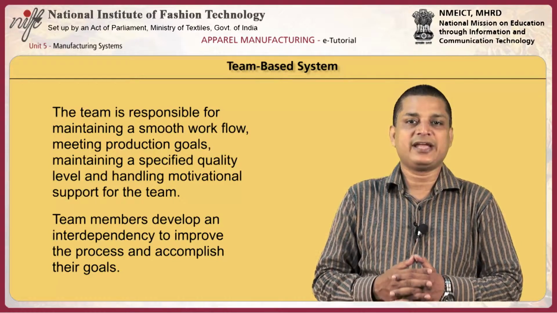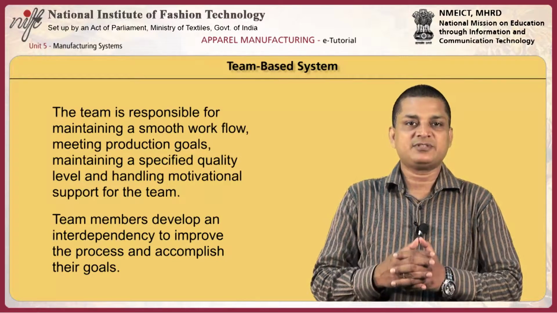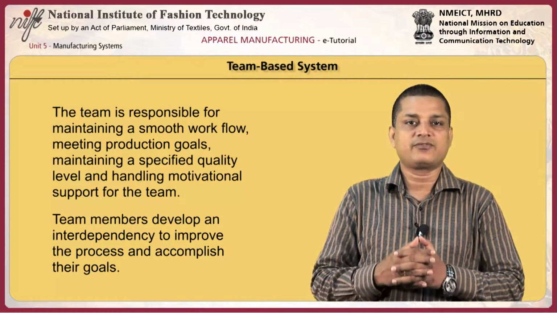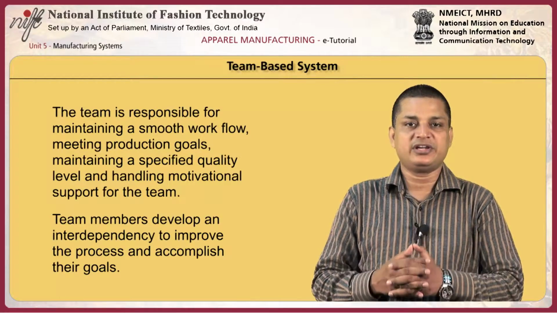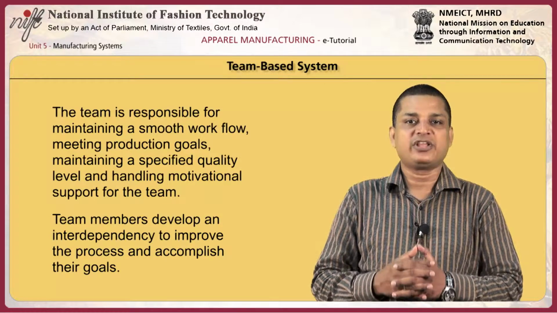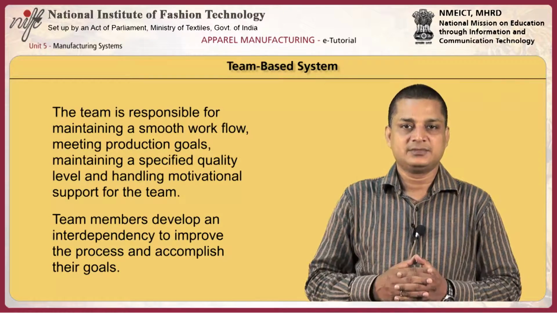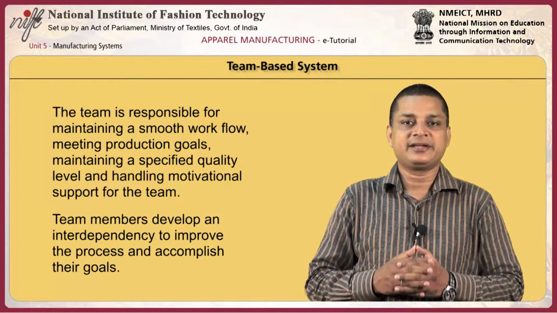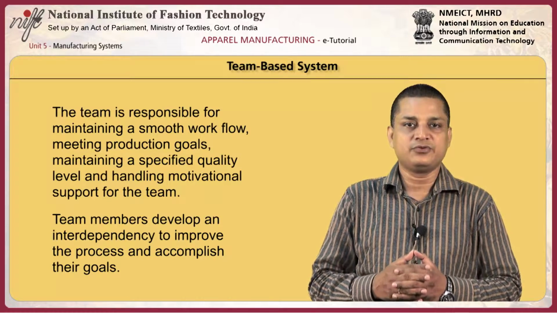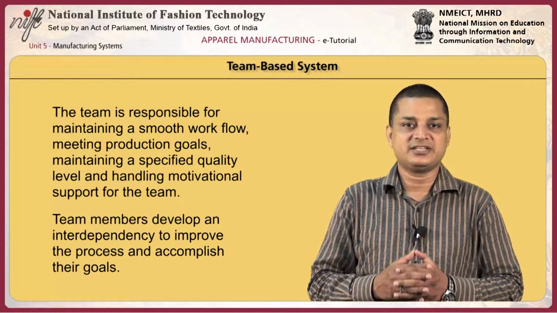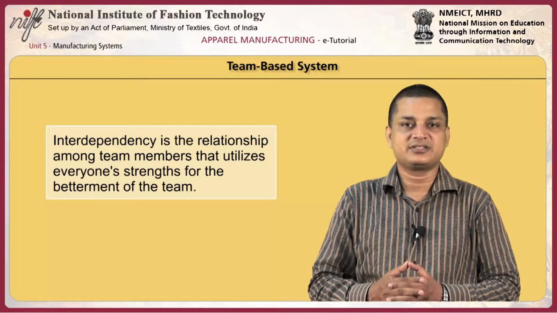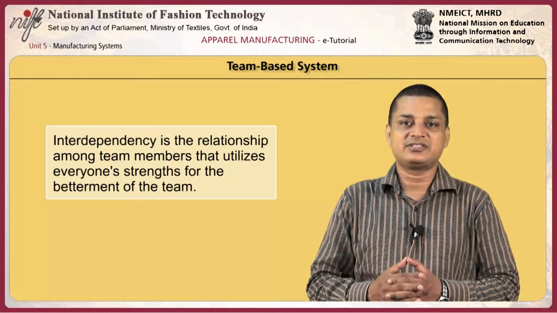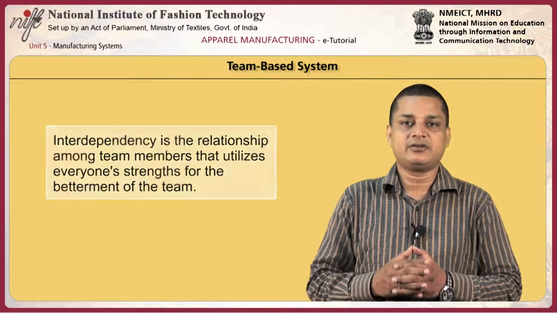for throughput and quality. The team is responsible for maintaining a smooth workflow, meeting production goals, maintaining a specified quality level, and handling motivational support for the team. Team members develop an interdependency to improve the process and accomplish their goals. Interdependency is the relationship among team members that utilizes everyone's strength for the betterment of the team.